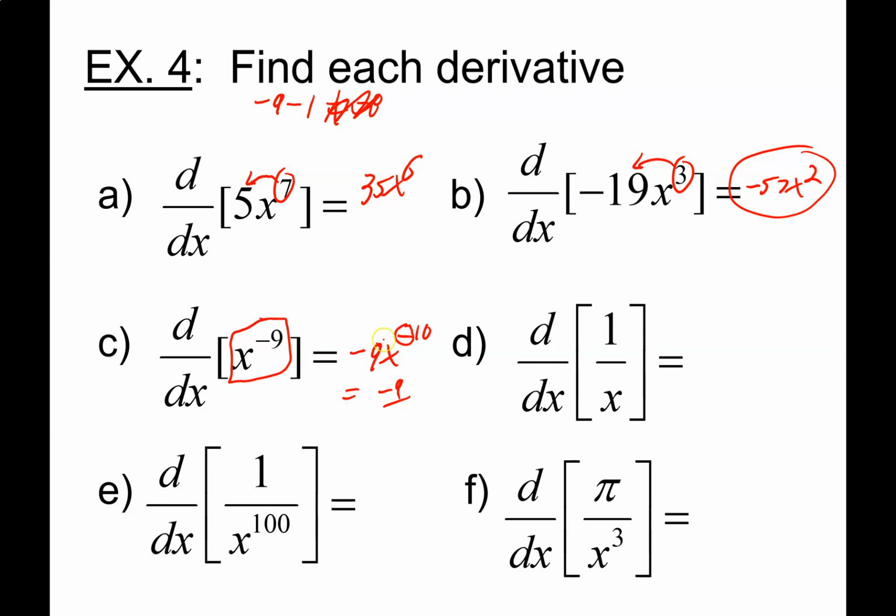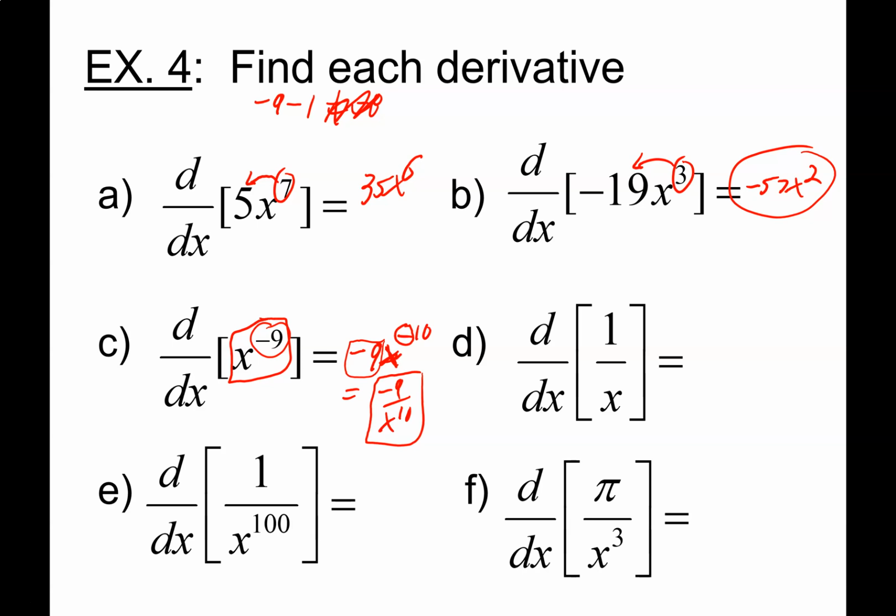Since the 9 does not have a negative power, it's going to stay. But this x to the negative 10 is going to move to the bottom and become x to the 10th. So I like using the derivative with the negative powers if they exist, but for my final answer, I actually move the negative power to the bottom.